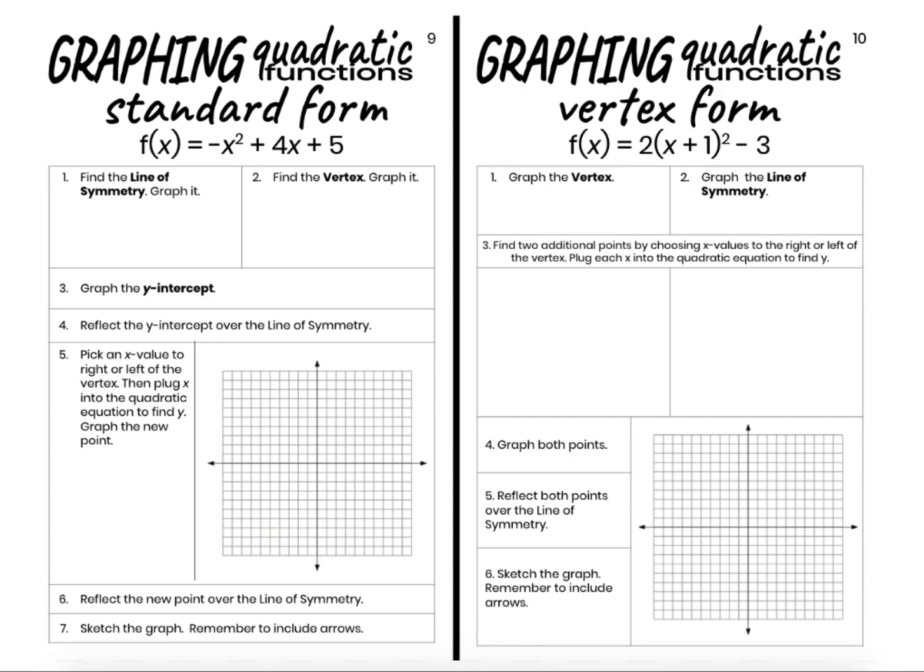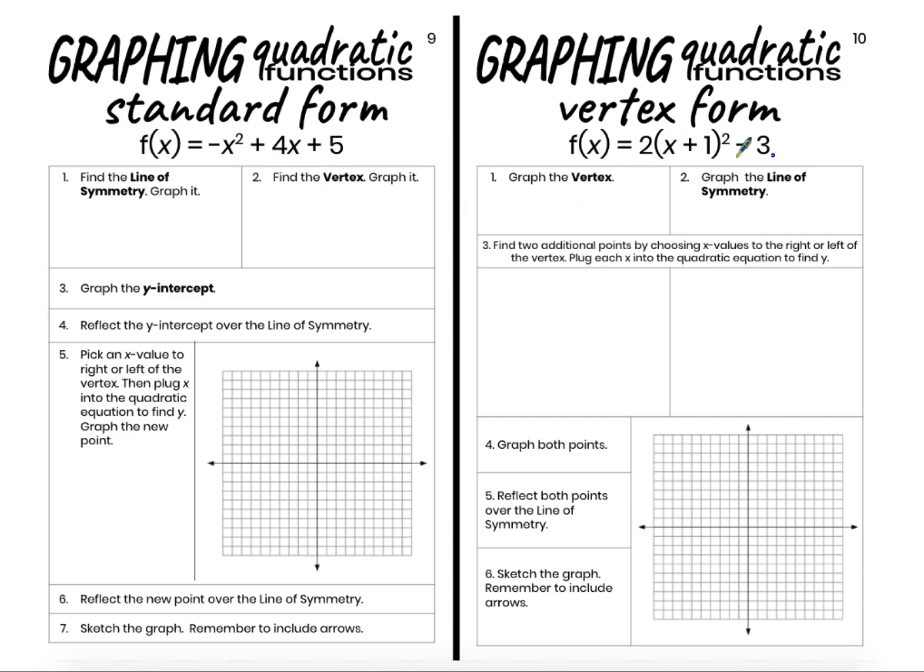When we are given the equation or function rule of a quadratic function in either standard form or vertex form, we can graph that function. In standard form as well as vertex form, we're first going to graph the vertex and the line of symmetry. In standard form, we're also able to immediately graph the y-intercept, so we have an additional point given to us.